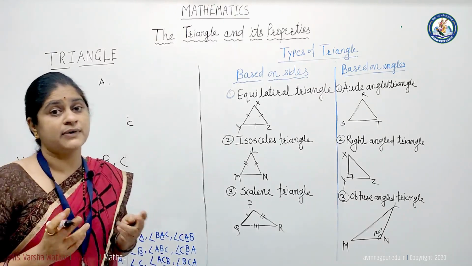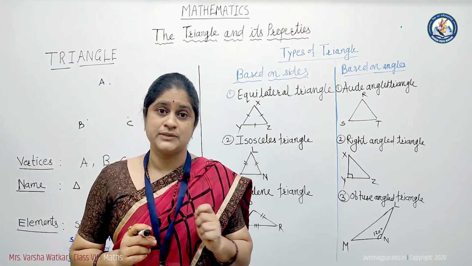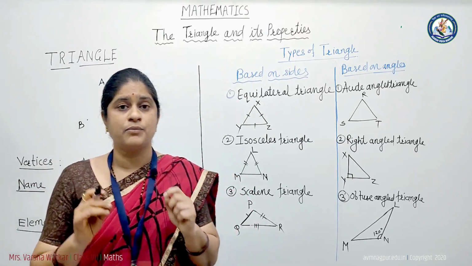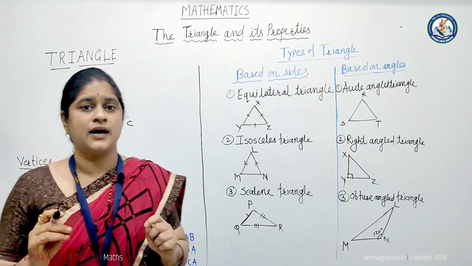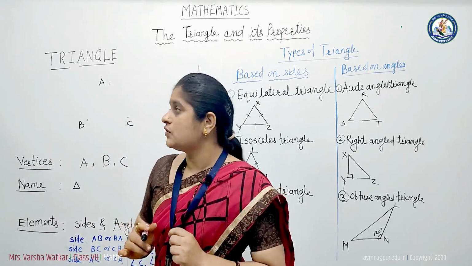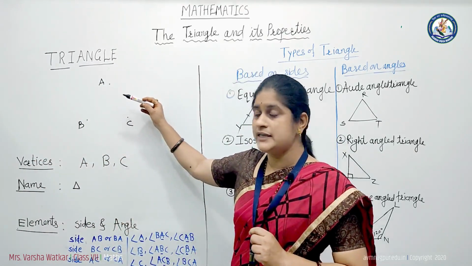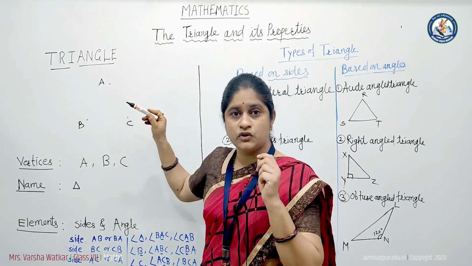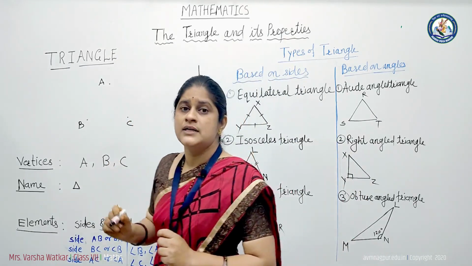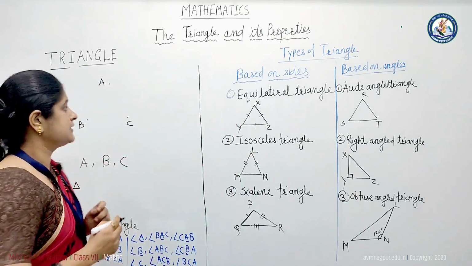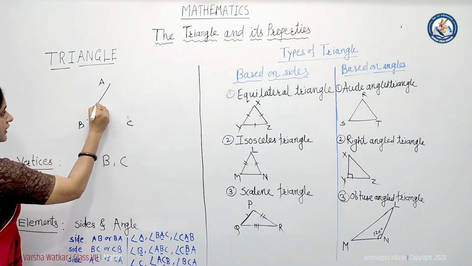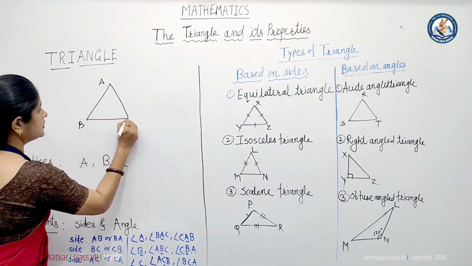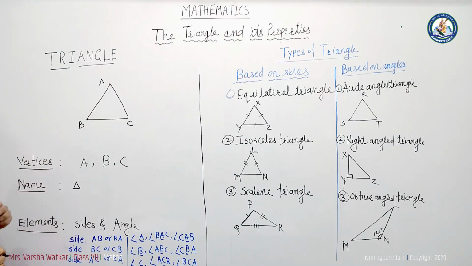So students, what is meant by non-collinear points? The concept must be understood by you. Non-collinear points means the points which do not lie in a straight line. So if we take three non-collinear points, point A, point B and point C, and join these three points, the figure we get is a triangle. So this figure is called the triangle.